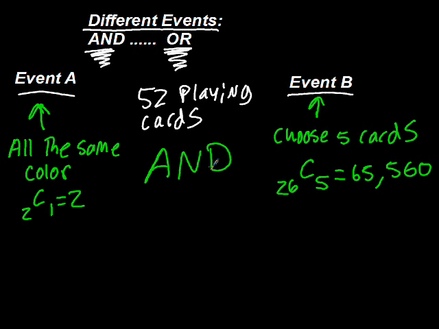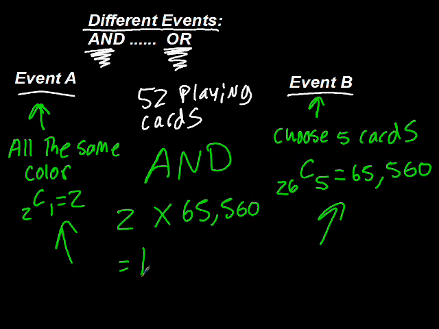What's important is I want to say event A and event B happening. What's the chance of event A and event B happening at the same time? That we have all the same color, and we also have 5 cards only. So I will multiply these two. 2 times 65,560 ends up equaling 131,560.